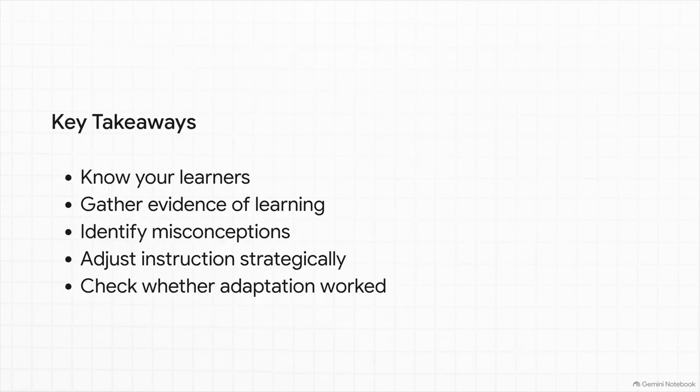So let's summarize the core takeaways here. Number 1, always know your learners. Number 2, be obsessed with gathering evidence of learning while you teach. Number 3, be quick to spot those gaps and misconceptions. Number 4, adjust your instructions strategically using those 5 levers we talked about. And number 5, always check to see if your little adaptation actually worked.